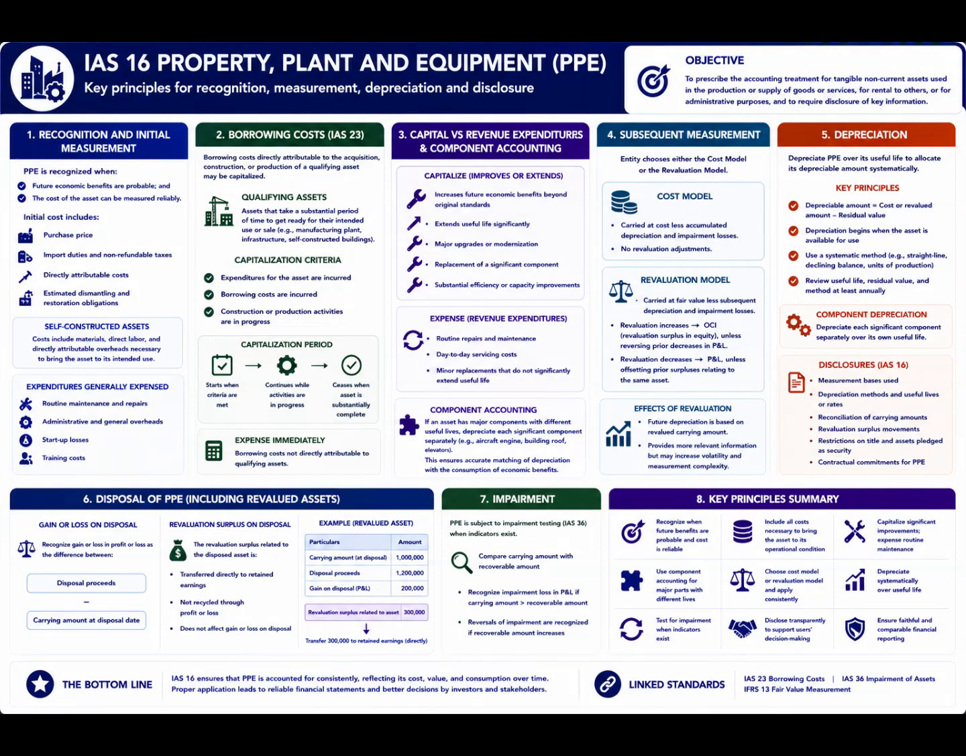The standard also requires component accounting when assets contain major parts with different useful lives, such as aircraft engines or building roofs. Each significant component must be depreciated separately over its own useful life. This approach improves accuracy in depreciation calculations and ensures that financial statements reflect the consumption of economic benefits associated with different asset components more faithfully.